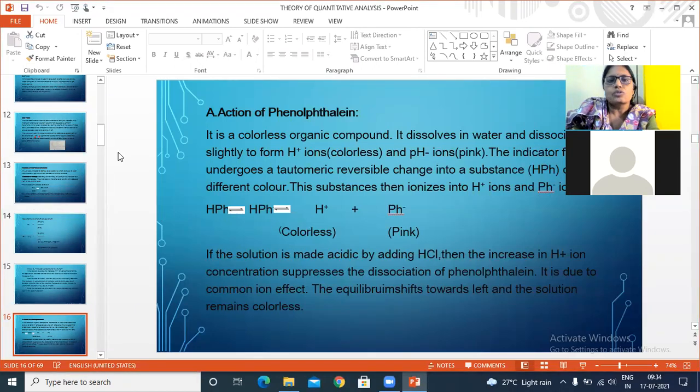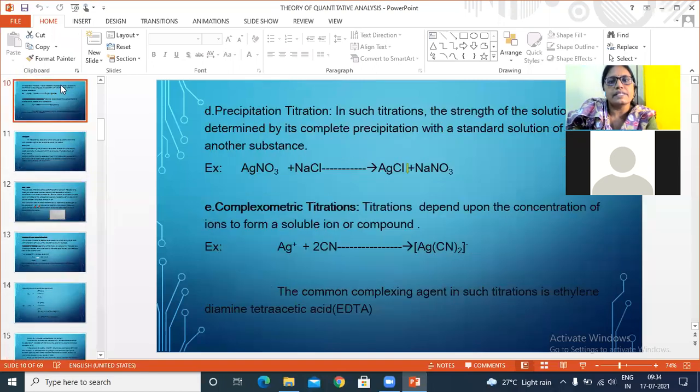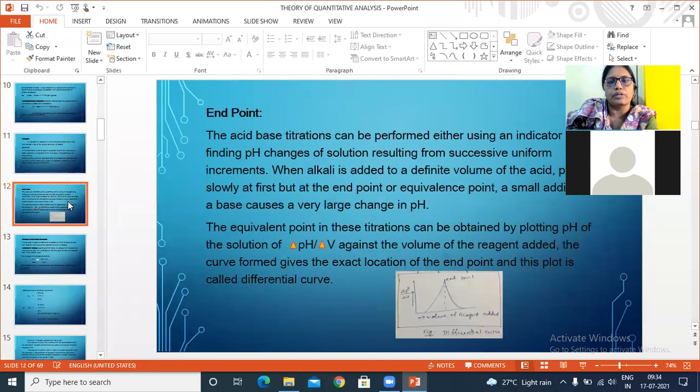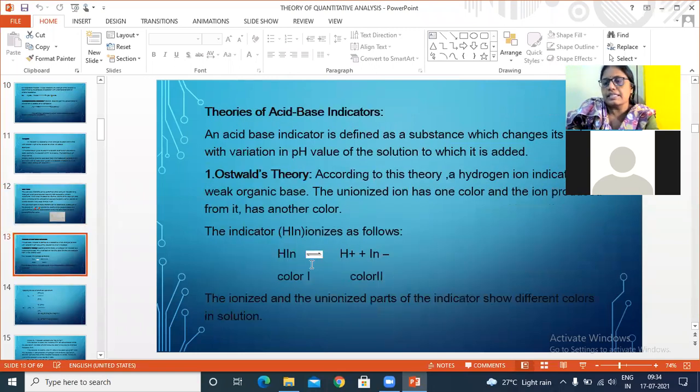What we discussed yesterday, see, one minute, I will show you the actual thing. See, this is the actual indicator HIN. When it undergoes dissociation, it gives H plus and IN minus. So there is an equilibrium existing between the indicator in unionized form and the ions formed from the indicator when it undergoes dissociation. Based on that equilibrium reaction, we have to explain the nature of the indicator and how it shows different colors in acidic medium or basic medium.